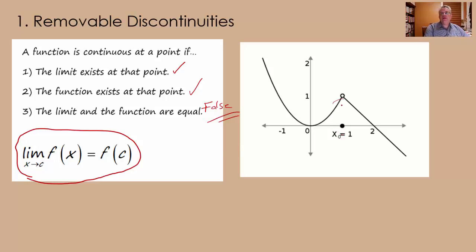Now, this is called a removable discontinuity, because we could fix it. We could define the function to be 1 at that point. That's like moving the dot up here and filling it in. So a discontinuity that we could fix is called removable, and this one's removable. That means we could just redefine the function at that point and fix the problem.